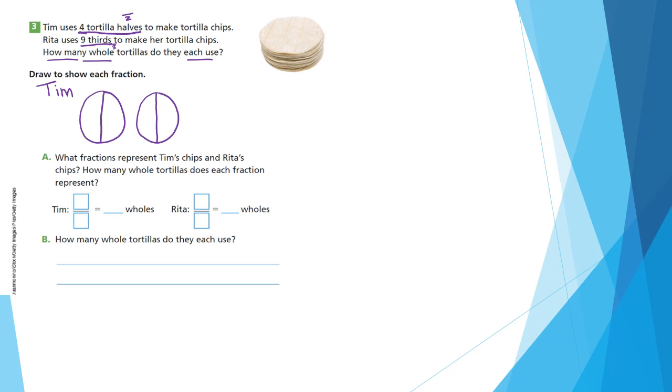Now I'm going to use another color, and we're going to go on to Rita. I want to make sure that my model shows that the circles are all the same size. Tim and Rita probably have the same size tortillas. We weren't told otherwise. So I'm going to go ahead and draw my first circle for Rita. And I'm going to cut hers into thirds. So I want to try making 3 equal parts, as equally as I can. And that would give me 3/3, but she has 9/3. So let me draw another one.